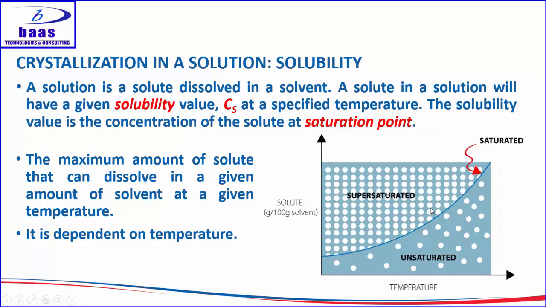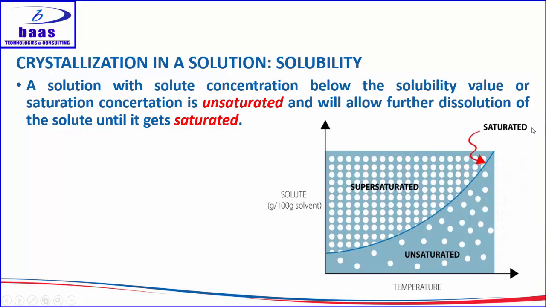The solubility or saturation is dependent on temperature, as indicated in the picture shown here, where at this temperature your solubility will be a value somewhere here, and then as you increase the temperature, your solubility increases. As you can see, at this point in temperature here, your solubility will be significantly higher compared to that at lower temperatures. A solution with a concentration below the solubility value, which is below this blue line, is unsaturated and will allow more solute to be dissolved until saturation is reached.